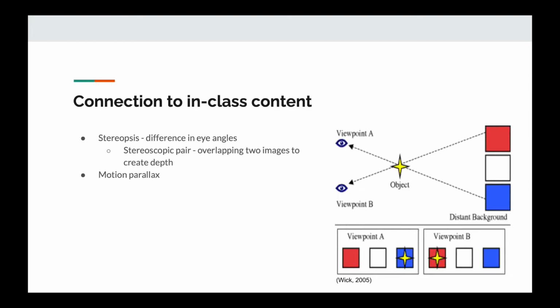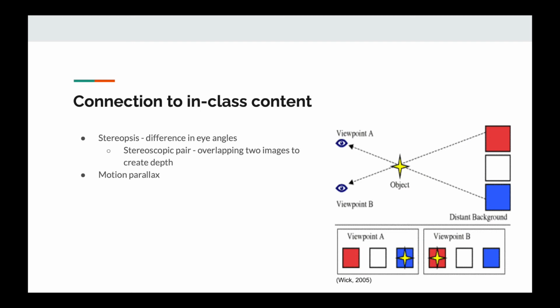Now, more connecting to what we did in class, we also talked about stereopsis, which basically is a difference in the eye angles, which is why we can tell how far something is, because both of our eyes have a different perspective, and then our brain takes that information and uses it to figure out how far away something is from another object.